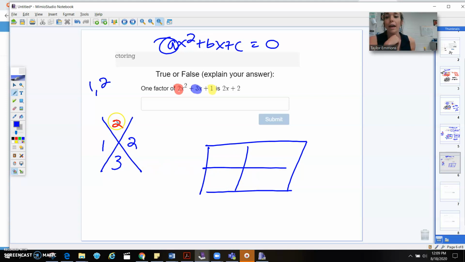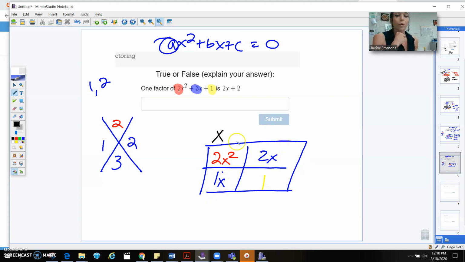Okay? And our first term in the original problem is going to go in the first box. And our last term is going to go in the last box. And those two terms that we just found are going to go on the sides, here and here. So now we're going to take out the greatest common factor. So from this column, we're going to pull out an x because they both share an x.